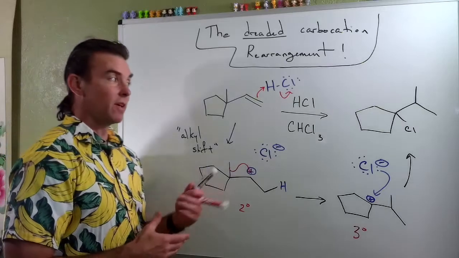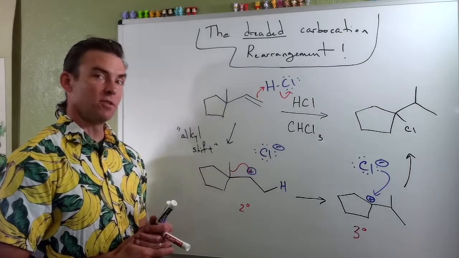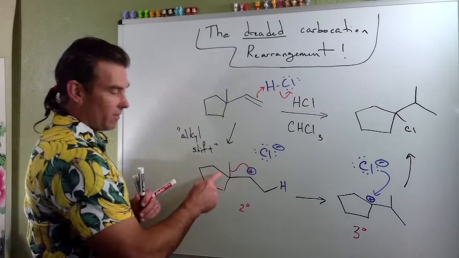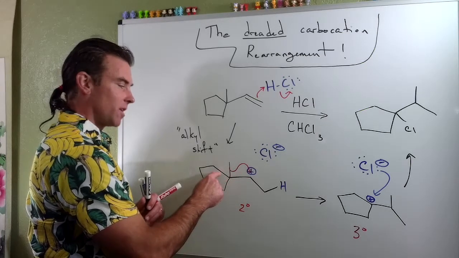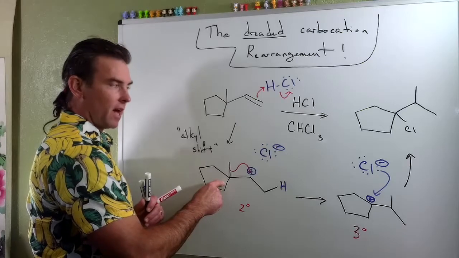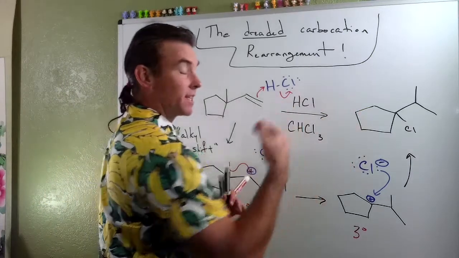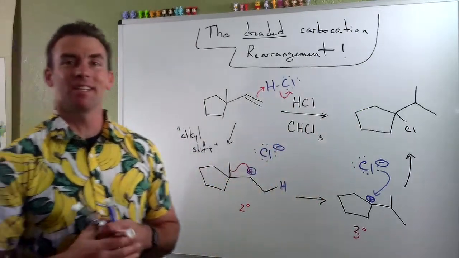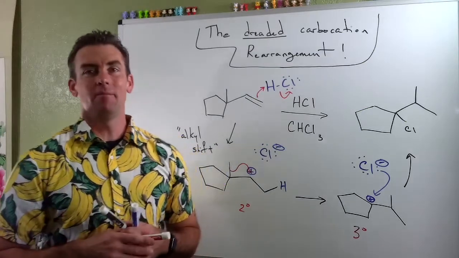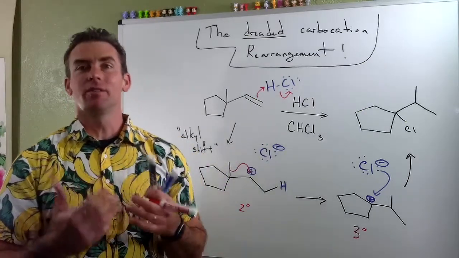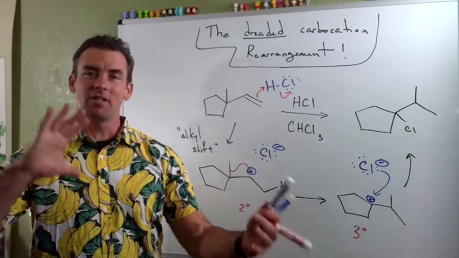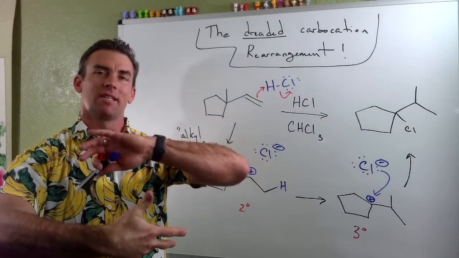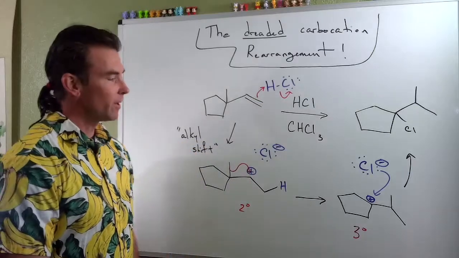And the one thing that really complicates things for students is that any one of these carbons could have actually shifted over. And if I had picked one of these other groups to shift, I would have ended up with a 6-membered ring instead of the 5-membered ring. That's called a ring opening. There's also ring contractions. So these alkyl shifts can get really complicated pretty fast because you're actually changing the way that the carbon skeleton is built.